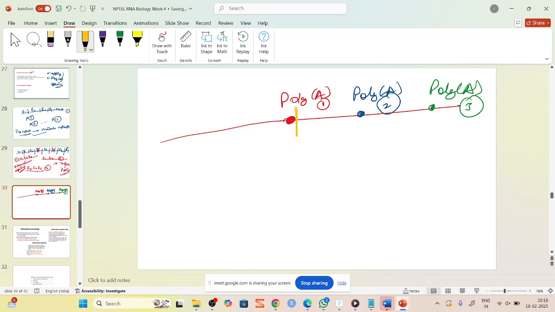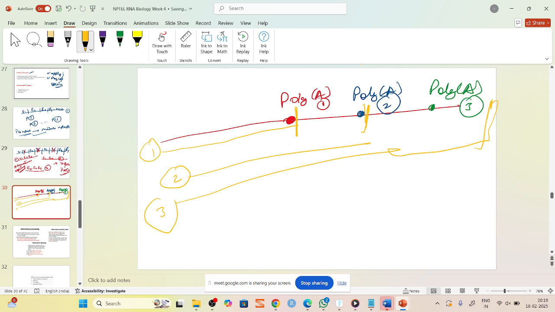If I am cutting here, I will have a different length of mature mRNA. If I cut here, I will have a different length of mature mRNA. If I cut here, I will have a different length of mature mRNA. That means depending on which poly A site I am using, I will not only have a different length of mature mRNA, the sequence would also be different. This will have sequences only up till here. This will have this additional sequence also. This will have even more sequences, which means that by using different poly A sites, I am producing different types of mature mRNA. Different poly A site usage will lead to different types and different lengths of mature mRNA. So this is again alternative processing of the same primary mRNA.